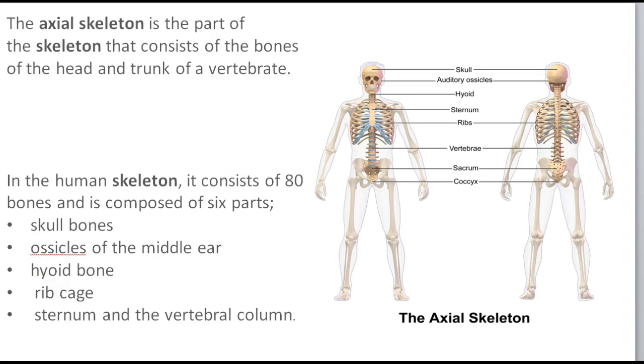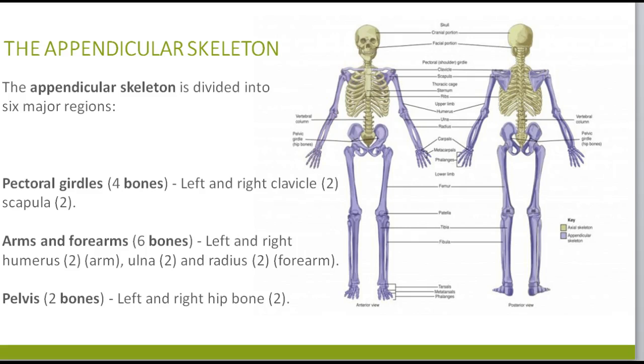You will need to know the difference between the axial skeleton and the appendicular skeleton. Now, going on to the appendicular skeleton: it is divided into six major regions, all covered nicely here in purple. We've got the pectoral girdle, which is our clavicle. So we've got right and left clavicle and our scapula. At the front of the body is the clavicle, and we can see that the clavicle is attached to the scapula. So, right and left clavicle and two scapulae.